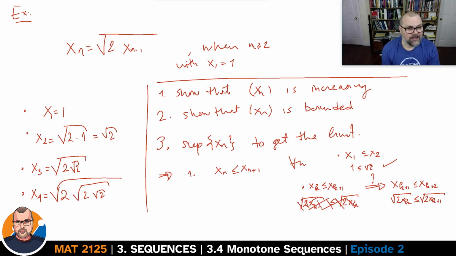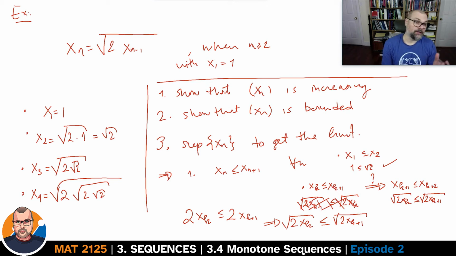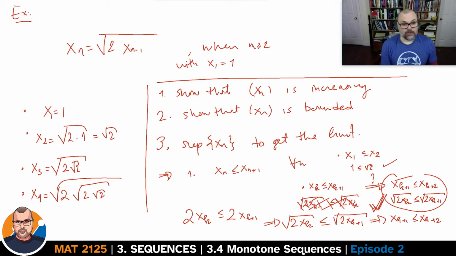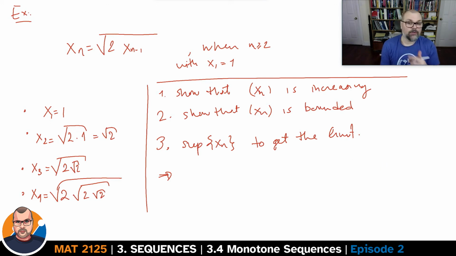What we'll do instead is say, look, if xk is smaller than xk plus 1, then I know that twice xk is smaller than twice xk plus 1, and in particular, the square root of twice xk is smaller than the square root of twice xk plus 1, assuming that I'm taking the positive square root here, obviously. And this is exactly xk plus 1 being smaller than xk plus 2, what we wanted to show. So we've managed to show by induction that xn is smaller than xn plus 1 for every n, which is to say that the sequence is increasing. Now we'll show that it's bounded above.